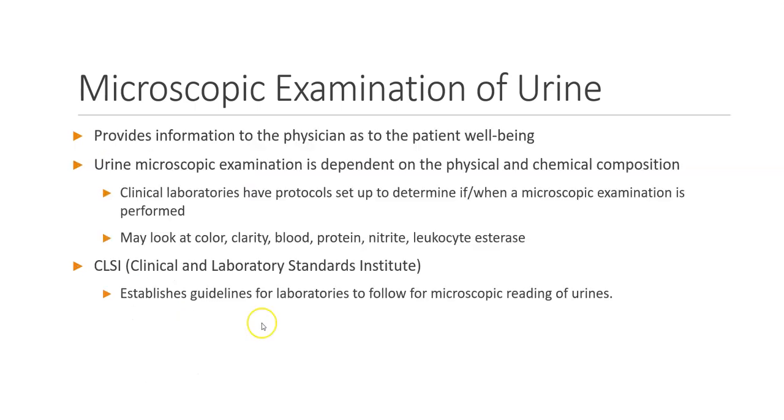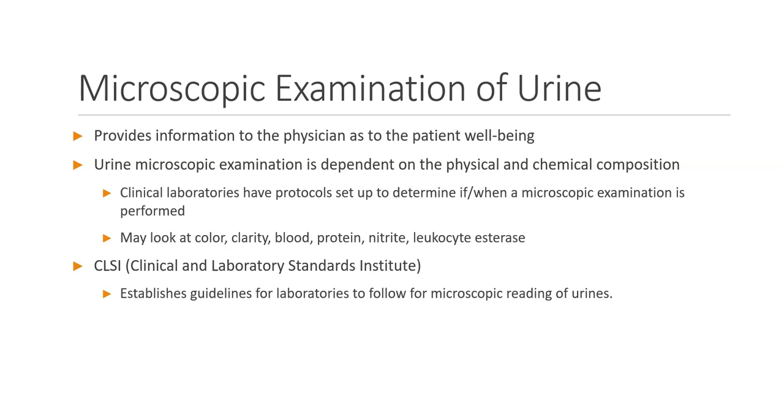The examination of urine provides information to the physician as to the patient's overall well-being. The microscopic exam is dependent upon the results of the physical and chemical examination of urine samples. Clinical laboratories have within their procedure guidelines as to when a microscopic examination is performed. For example, if a patient has a cloudy urine with a positive nitrite and leukocyte esterase, a microscopic examination would automatically be performed. What might you find in the microscopic view of this urine? Probably bacteria and white cells.